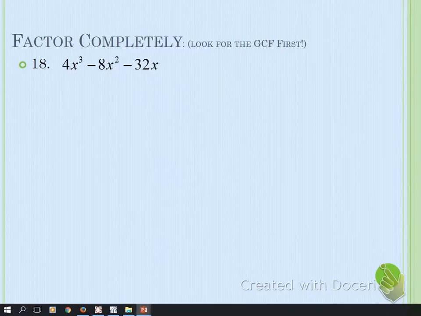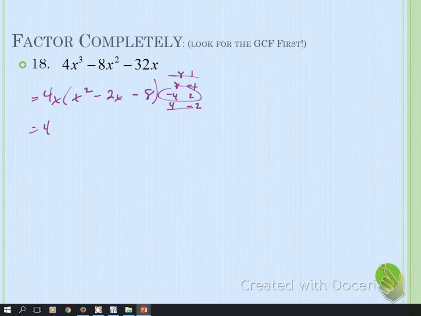Okay, factor out a 4x this time as a GCF. And you get x squared minus 2x minus 8. List your factors of negative 8. So negative 8 and 1. 8 and negative 1, negative 4 and 2, 4 and negative 2. Which one adds to negative 2? This one. So we go 4x times our two sets of parentheses, x and x go here, minus 4 plus 2, and we're done.